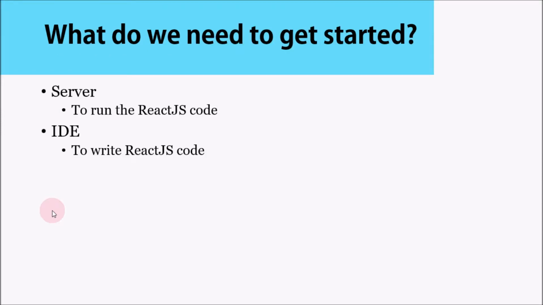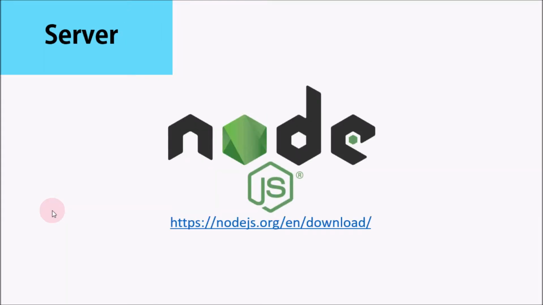In order to get started, the things that we're going to need are a server and an IDE. Why are we going to need a server? Because, as I have already explained, the code of React.js runs on a server. So to run the code we need a server, and to write the JavaScript code we will need an integrated development environment. The server that we are going to need is Node.js.